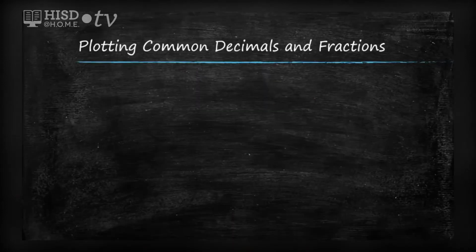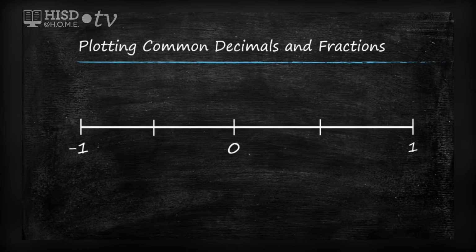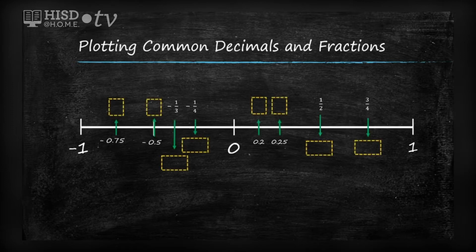And now we're gonna plot some common decimals and fractions. We are gonna have a number line that goes from -1 to +1, and you are going to calculate what are these common decimals and fractions. Your job is going to be to fill up the yellow rectangles, and you're gonna have just a few seconds. Let's start working.